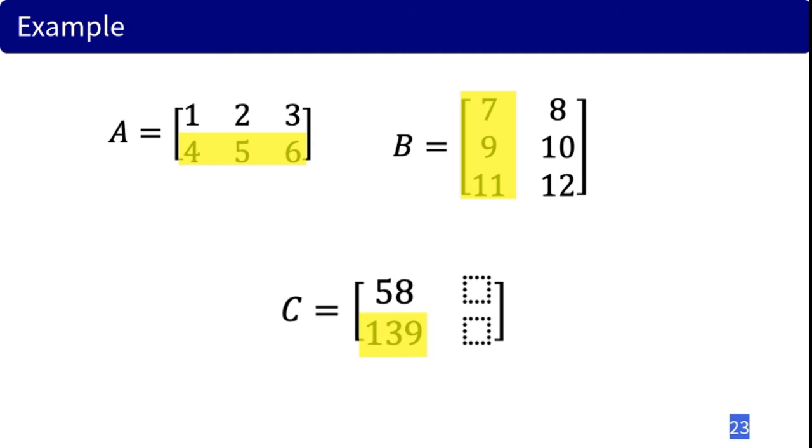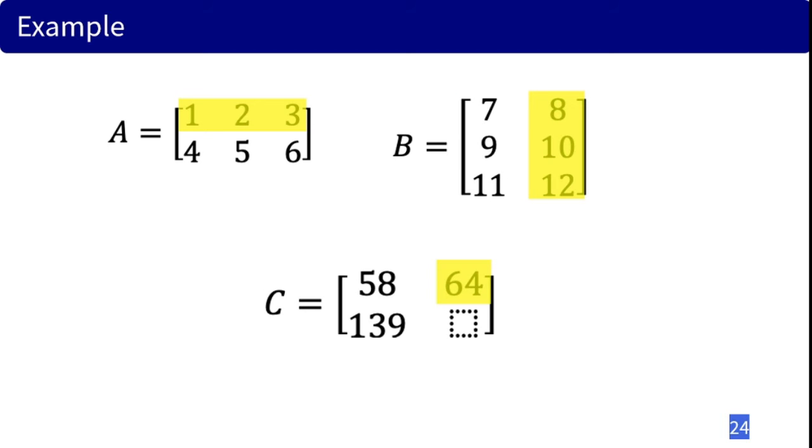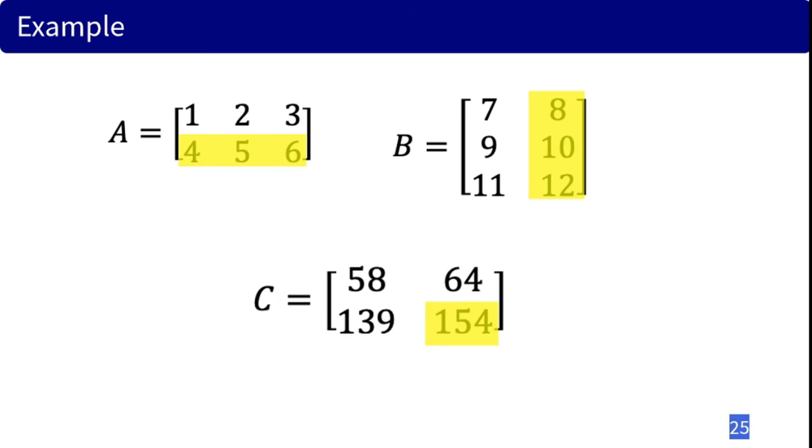So same procedure goes with what we just used with the first element when we obtained 58. Here we get 139. Same goes with the first row of A multiplied with the second column of B. We get 64 and so on. And lastly, you get 194.